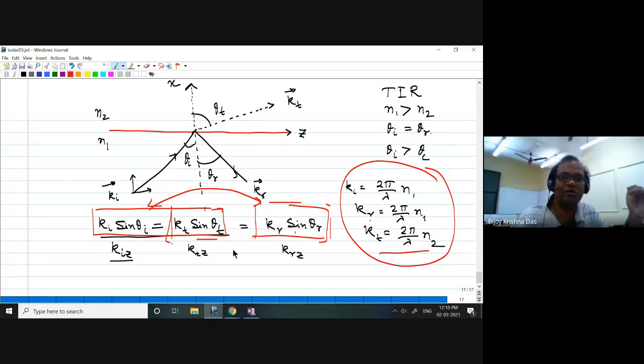Snell's law is derived because of the fact that the tangential components of the wave vectors are equal. The only thing is that the normal component of the wave vector changes. That's why their direction changed. Direction or velocity, they changed because their normal component undergoes some difference. The normal component is associated with the dielectric constant or refractive index. So this thing is clear, right? Now let us move to the next thing.